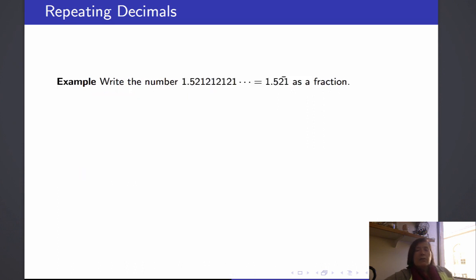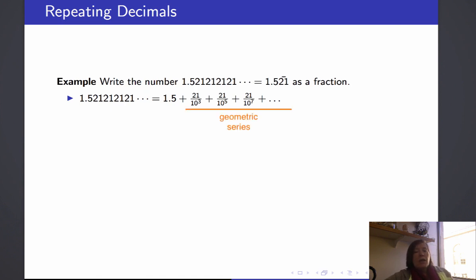Let's try another one. Suppose we have a decimal which starts to repeat after a certain amount of time. So let's say 1.521212121. How might I calculate this as a fraction? Well, it's 1.5, which is the non-repeating part, plus the repeating part, which is 21 over 10 cubed, plus 21 over 10 to the 5, plus 21 over 10 to the 7, etc.